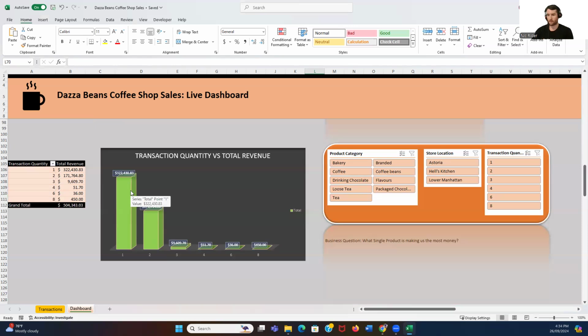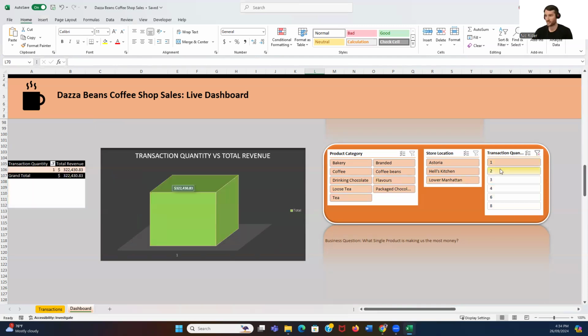So most customers only buy between one or two items. They either buy a coffee, or they buy a coffee and something from the bakery and a snack. So if I'm having a bit of a look at this now, one transaction quantity, yep, 32, that just sort of breaks down what's already there.